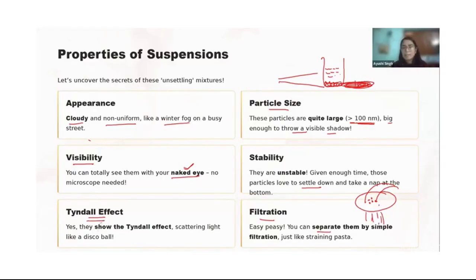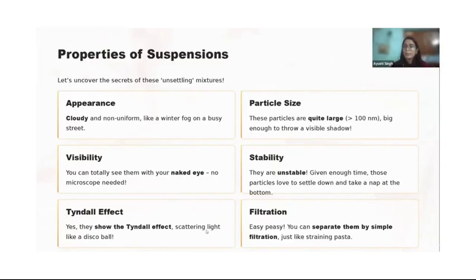The Tyndall effect is basically when you pass a light through any kind of mixture. What happens, since the particle size is big, is that the light will hit these particles and bend around like this. If you have been to parties, you might have seen the crystal balls or the lightings, the disco balls and everything. In those, light goes here and there, keeps scattering here and there, right? Similarly in the Tyndall effect also, the light gets scattered. Again, the Tyndall effect will be taken up in depth in the classes.